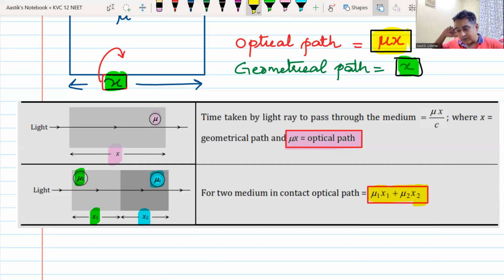And if you have two or three such slabs, the total optical path will be mu1 x1 plus mu2 x2 plus mu3 x3, the same thing that we did for a large number of slabs put one after another. This concept is the concept of optical and geometrical path. Can I move ahead in life? To the next topic, next heading.